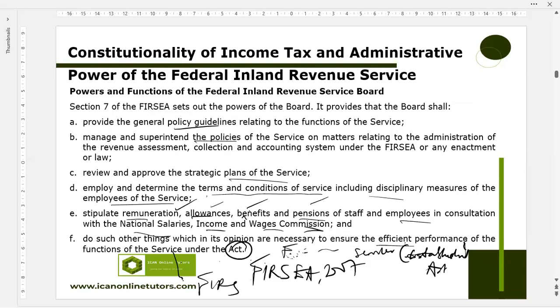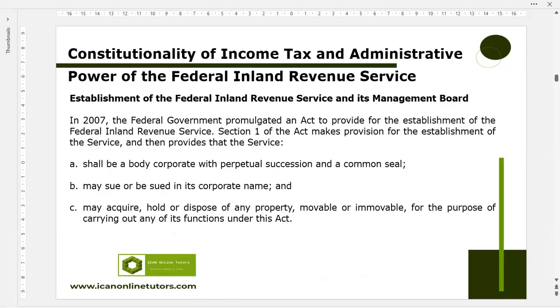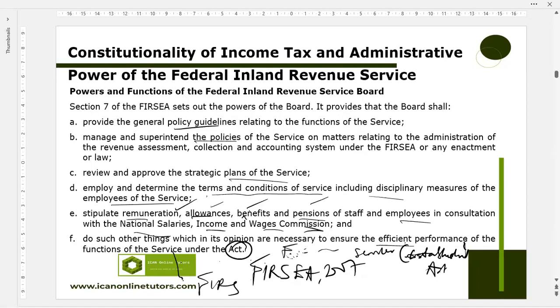Okay, so now let's look at the establishment itself. But before we go, let me reemphasize that the FIRS is charged with the power of assessment. I said this earlier. They can assess, they can collect, and they must account for all the revenue they collect. They have assessed and collected money on behalf of the federal government, so now they have the responsibility to account for their revenue accruing to the federal government of Nigeria and for any other related matters.